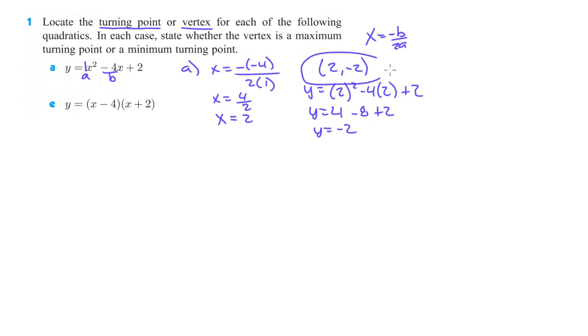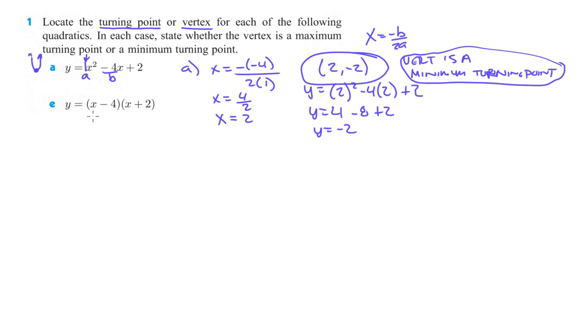So we get 2 and negative 2, and since the leading coefficient is positive, that means this graph opens up, so it will have a minimum. So the vertex is 2, negative 2, and it is a minimum turning point officially. Okay, there we go.